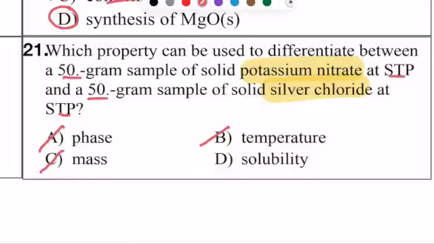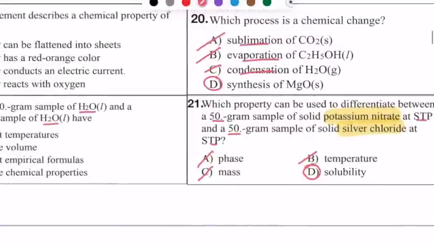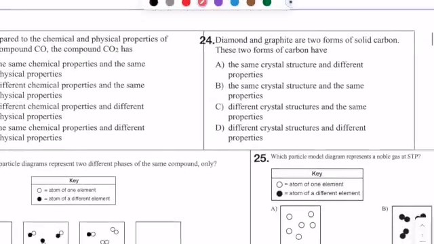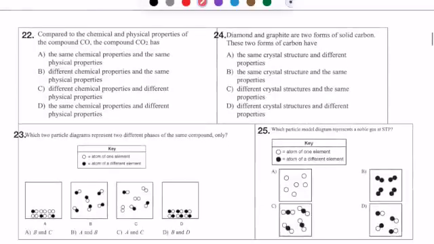So the last option that we are left with is solubility. So solubility is specific to the type of substance. So some substances dissolve very well in water, others don't. So let's go ahead and look at a few more questions. So we also see some particle diagrams here.